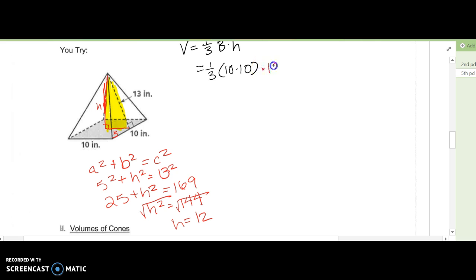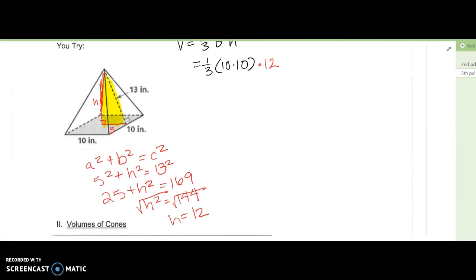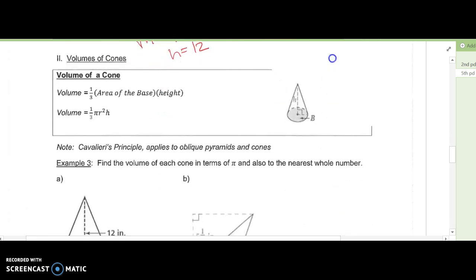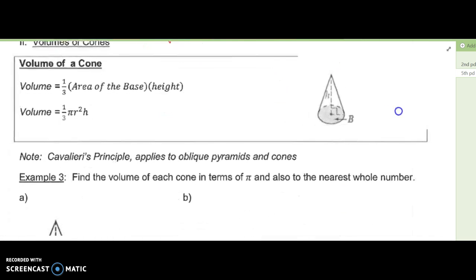So that's the last thing we plug in, is that height. So we have 1/3 times 10 times 10, which is 100, times 12, which comes out to be 400 inches cubed. Okay, so I think we're ready to move on to the next shape, which is a cone.